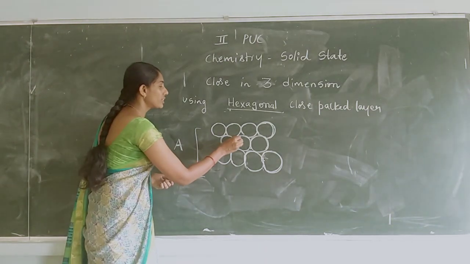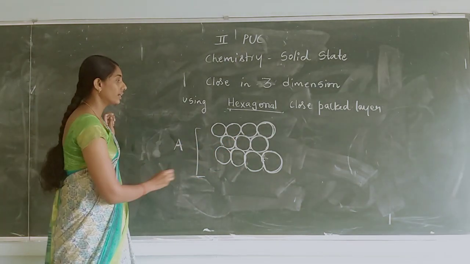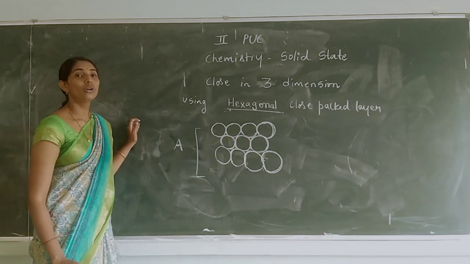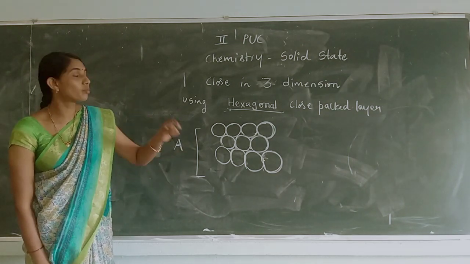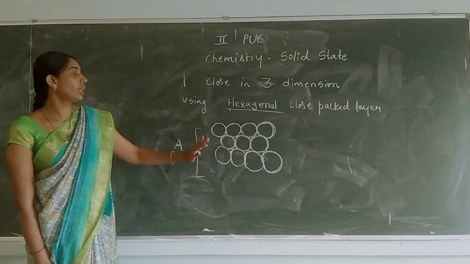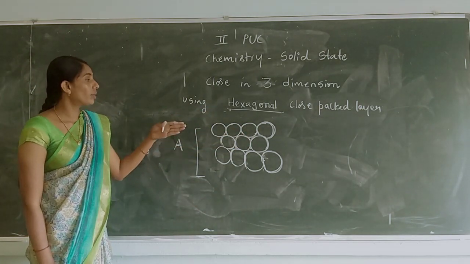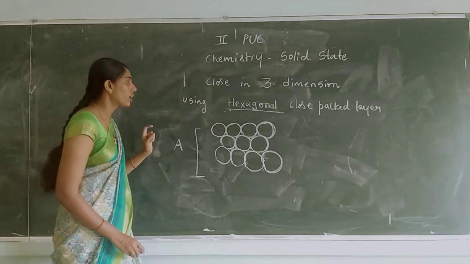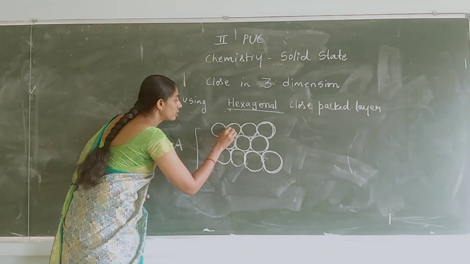So if you consider the first layer, you have to place the second layer on the depressions, those depressions there. The spheres of the second layer must be on the depression of the first layer. Okay, so imagine that you are going to keep the second layer, but it must be in the depression of the first layer. So just look at the board.